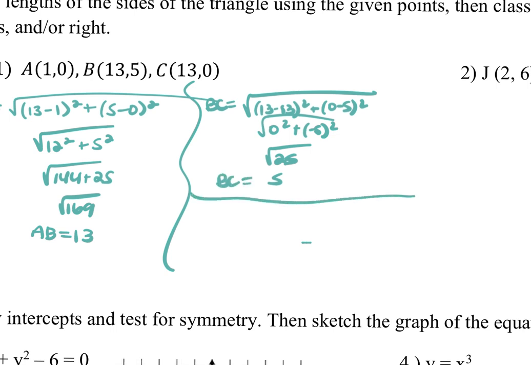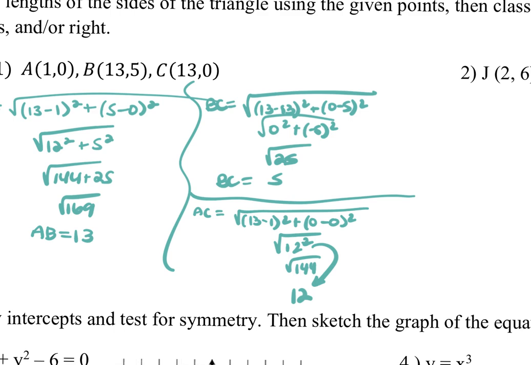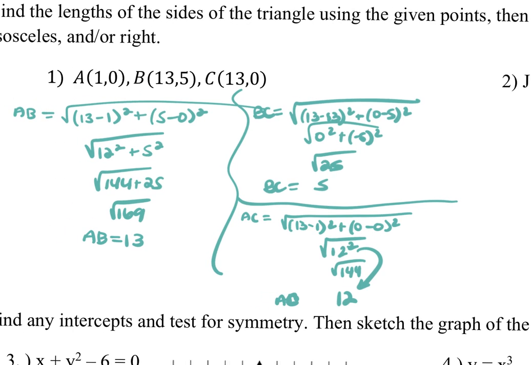And then the last one, AC. 13 minus 1, 0 minus 0. And I get the square root of 12 squared, square root of 144, or it goes just to 12 because the square and the square root are going to cancel out. That's AC. Okay, so already I can rule out equilateral or isosceles because none of the three side lengths are the same. So then I'm going to check for right.